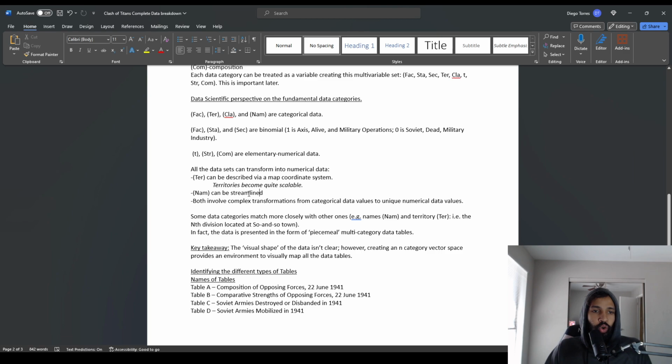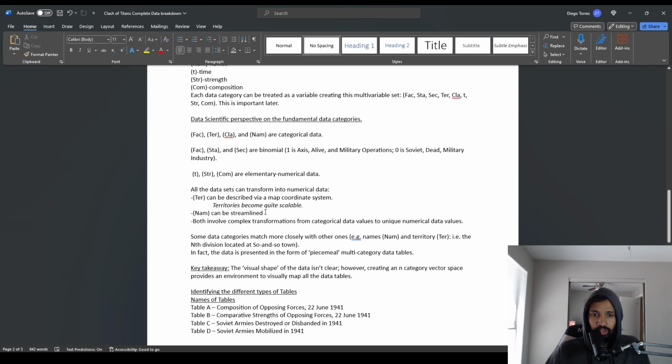Of course, for us humans, it would be easier to remember the unique formation type rather than calling the 6th Army, Army 77 or whatever army it was. It's easier to just simply call it its name. But I think for the sake of data science, it's much easier to streamline it numerically.